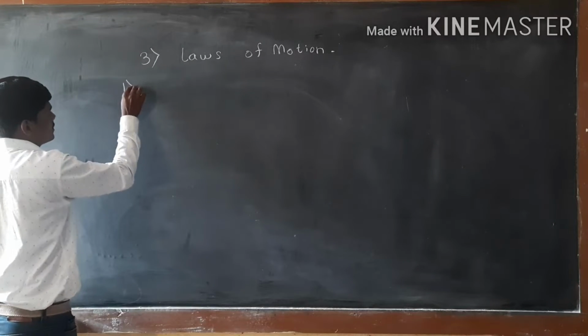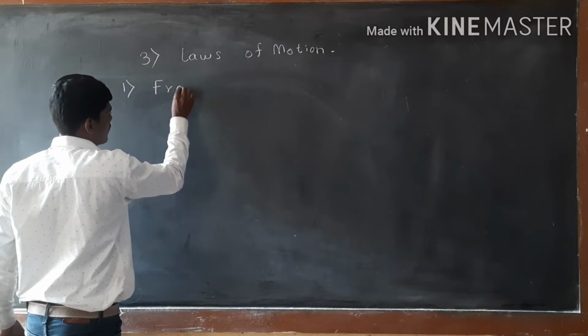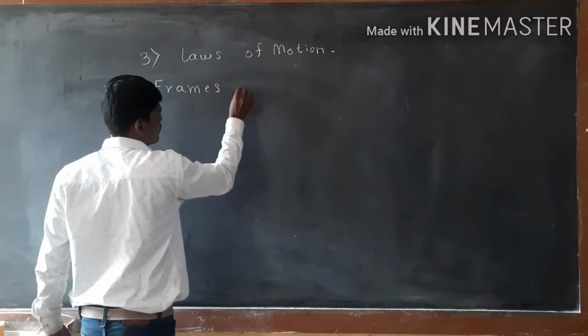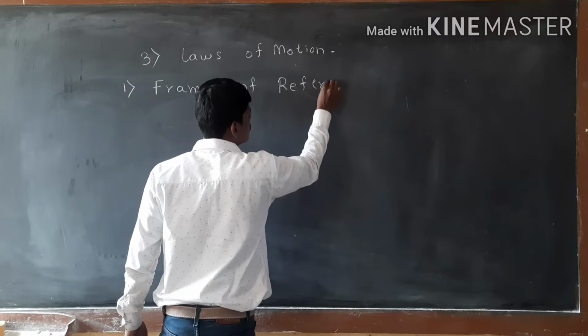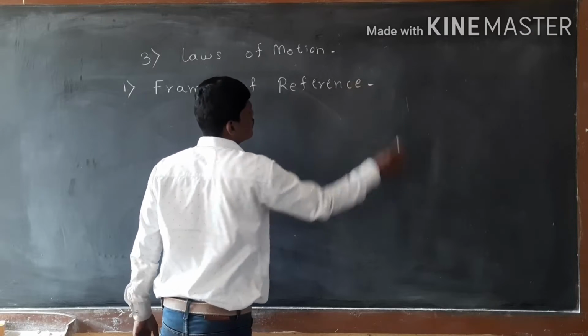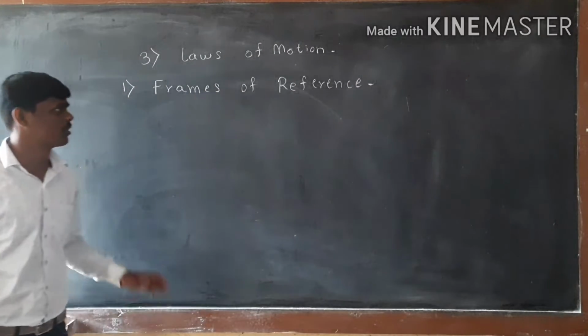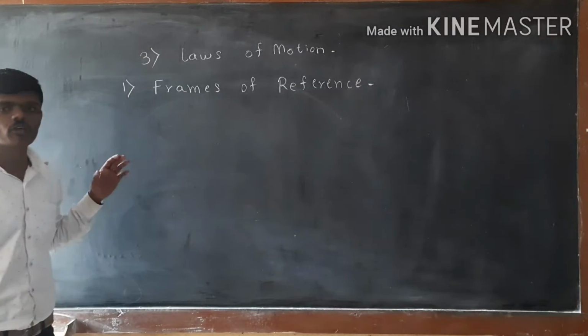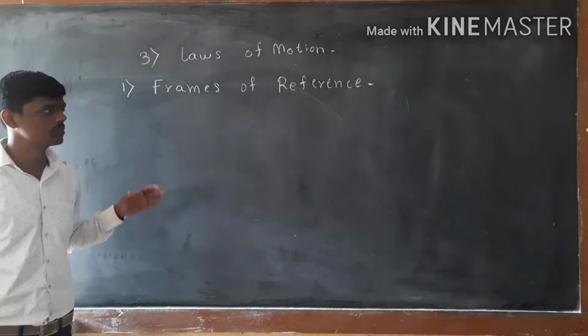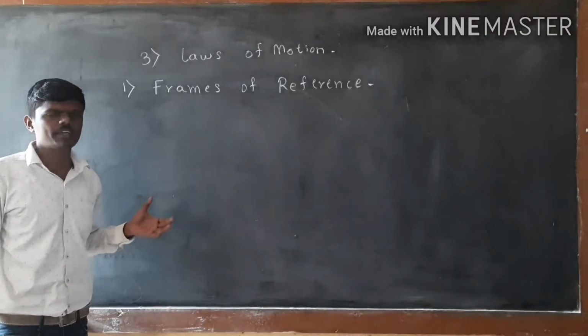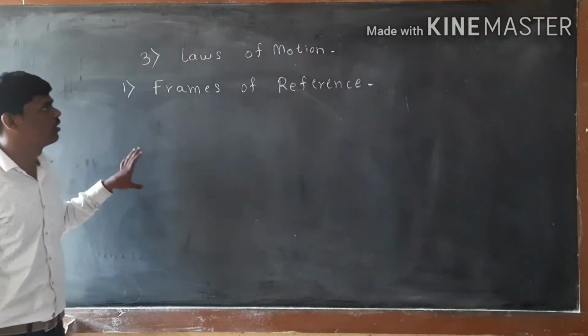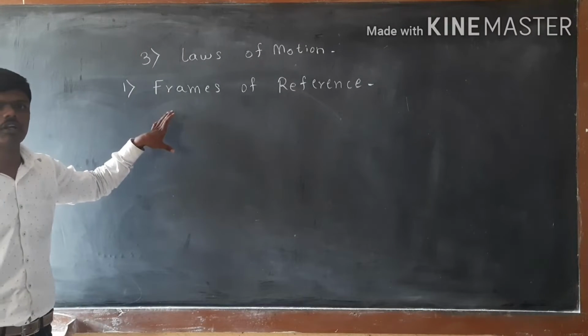So the first point is frames of reference. What is a frame of reference? It is a coordinate system which we use to observe any physical event or to take measurements of any physical event. So a frame of reference is nothing but a coordinate system.